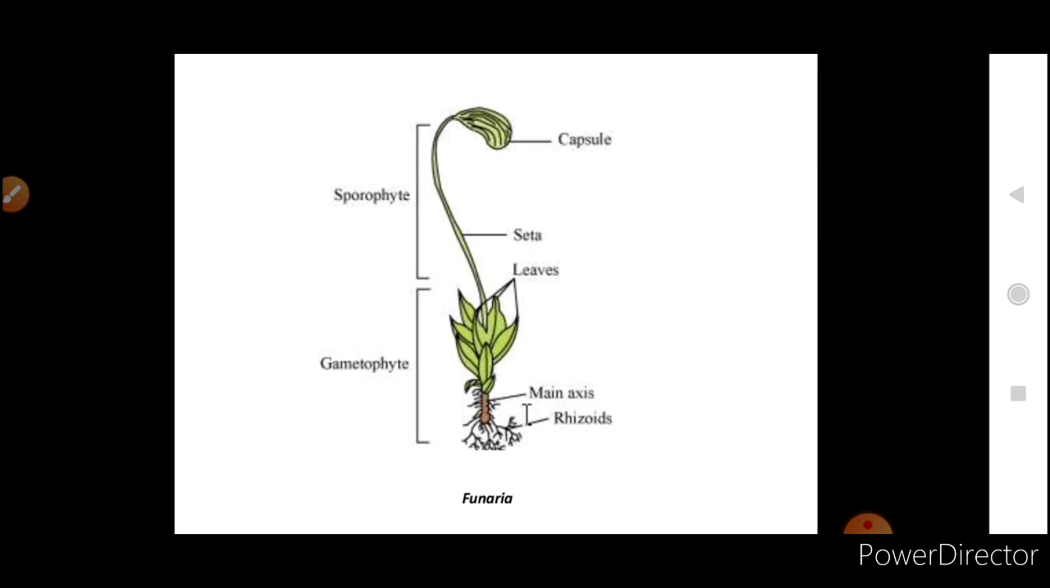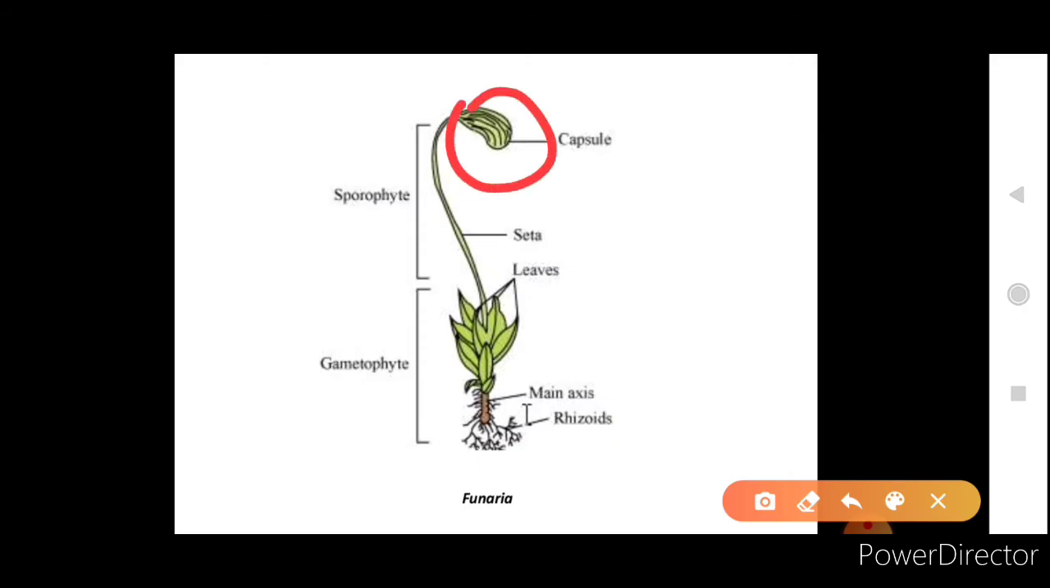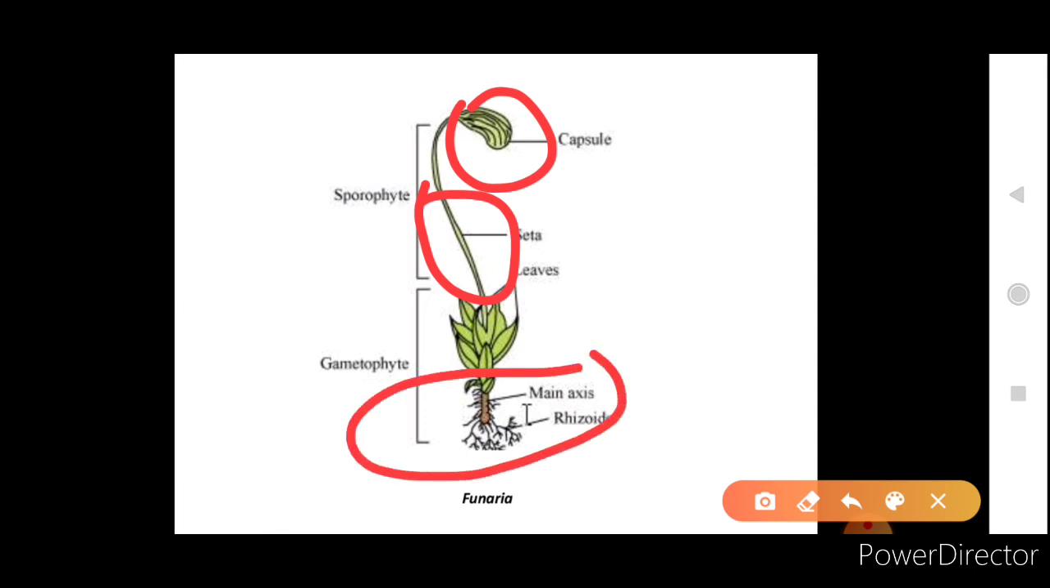You can see the three structures here. Okay, we talked about this is the capsule, this is the seta, and this you can call the foot. So capsule, seta and foot. Okay, so this is the main structure of the sporophyte.